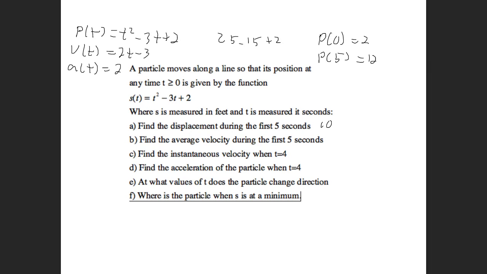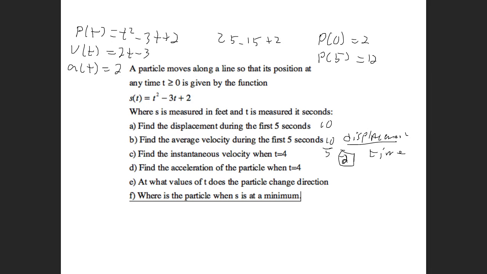So part A, do you understand why it's 10 and not 12? Yes, displacement is the difference between where you start and where you stop. Average velocity. Now, you're not going to get average velocity correct if you didn't get displacement correct, because average velocity is displacement over time. Well, my displacement was 10, my time is 5, so my answer should be 2 feet per second for average velocity. You are 0 for 2.